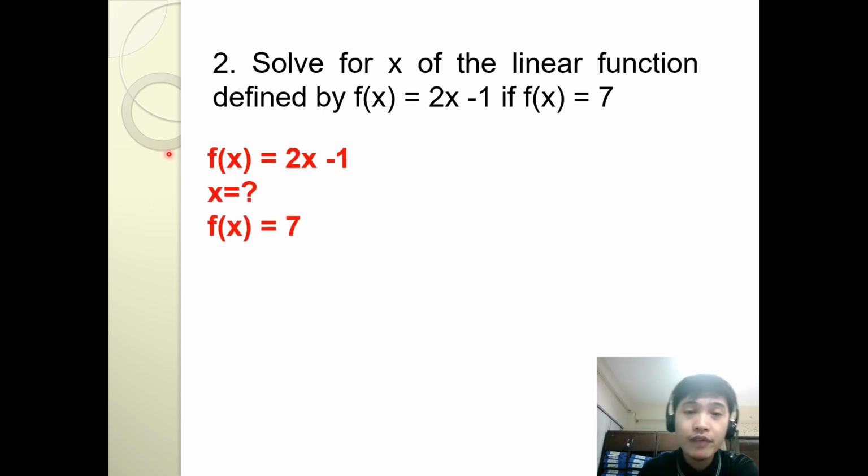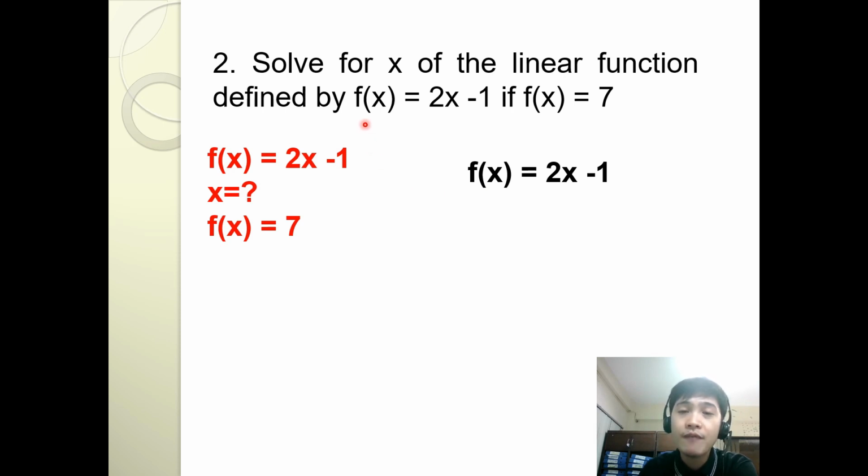So our f of x is equal to 2x minus 1. We are asked to solve for the value of x. Yun po yung tanong sa problem number 2 or example number 2. And f of x is equal to 7. So ngayon, ang f of x natin ay equal sa 2x minus 1. Yan po yung given linear function sa number 2.